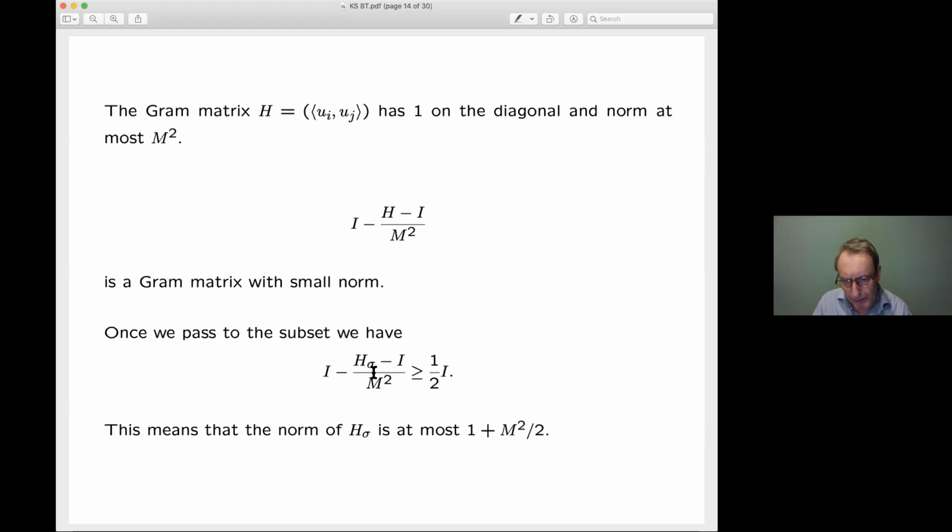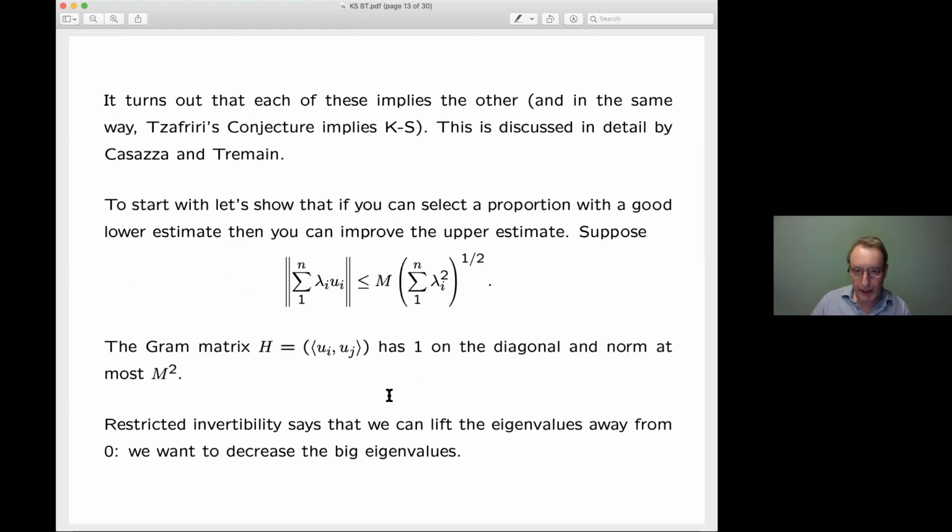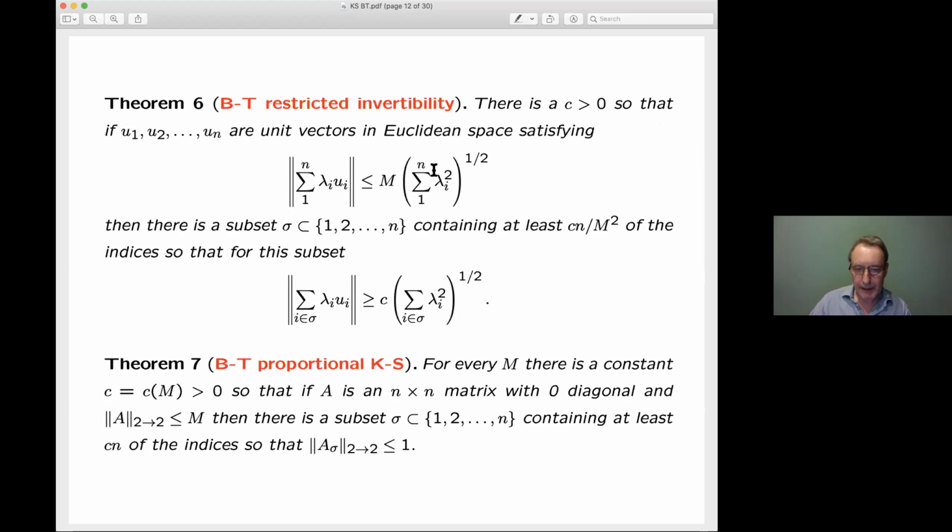But the right picture to have is that here you see it's the big eigenvalues of h which correspond to the small eigenvalues of this thing. So if I lift the small eigenvalues of this thing, I decrease the big eigenvalues of h. That's the right way to think about it. Okay, so if you're given a collection of vectors satisfying this condition, you can actually, by extracting a subset of a proportion, decrease this norm, which is more in the spirit of what we want to do with Kadison-Singer. Okay, what we want to do is decrease the norm rather than bound the thing away from 0.